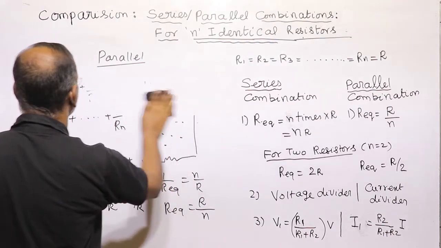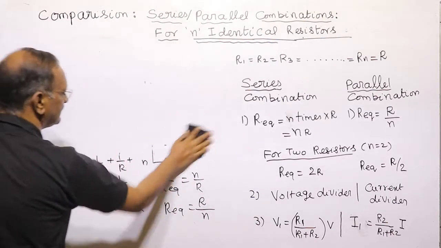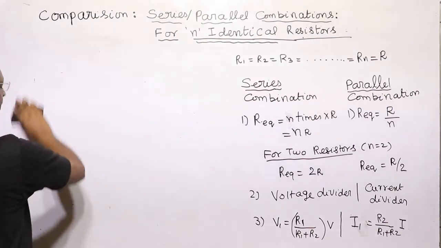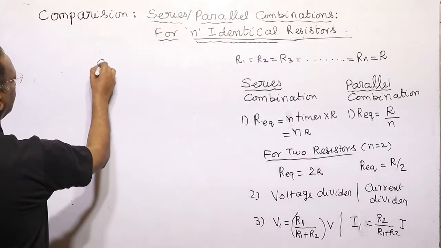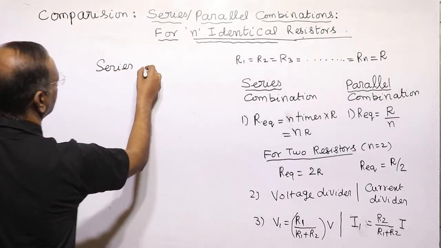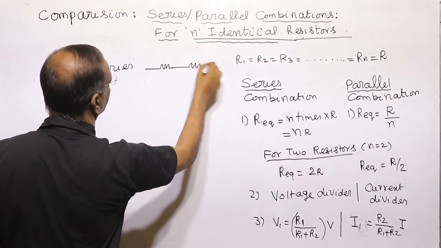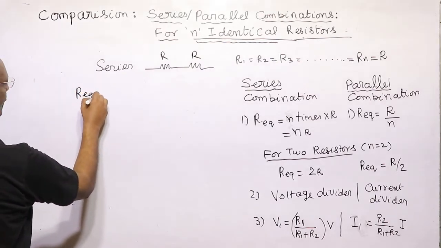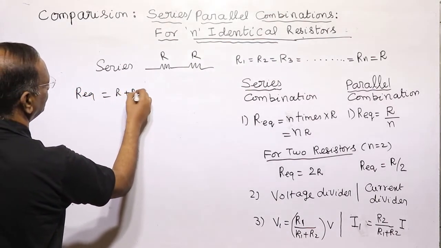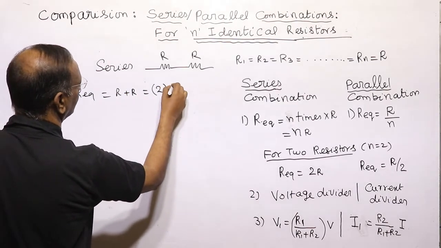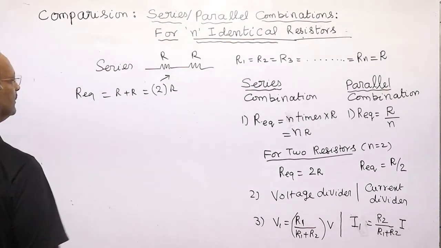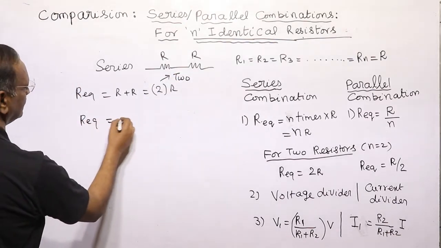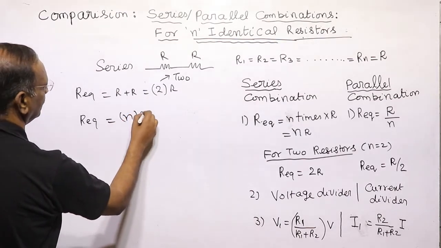Suppose we take two resistors, for series as well as in parallel. For series, this is R1 and R2. It is connected, so R equivalent is equal to R plus R is equal to 2 into R. This is number of resistors equal to 2. So we can say R equivalent is equal to n into R for series.